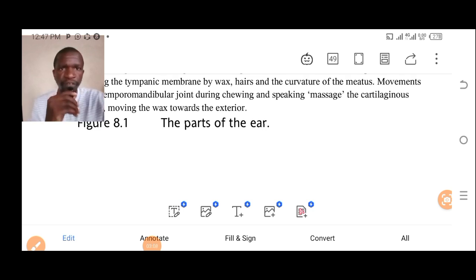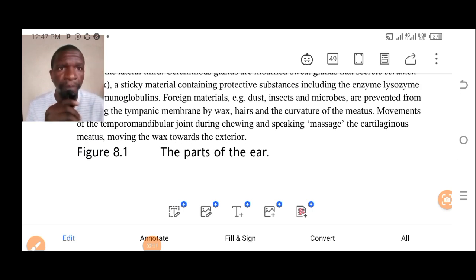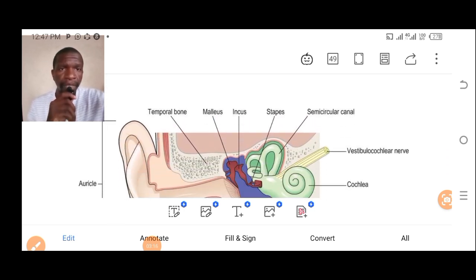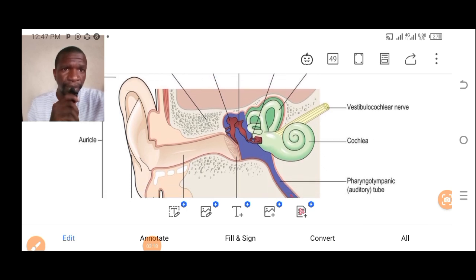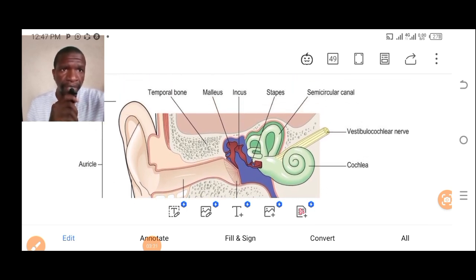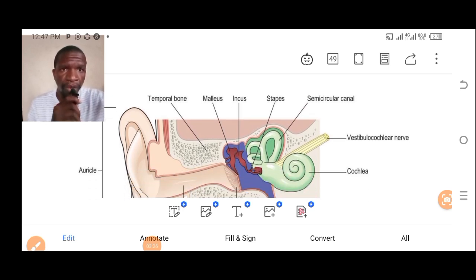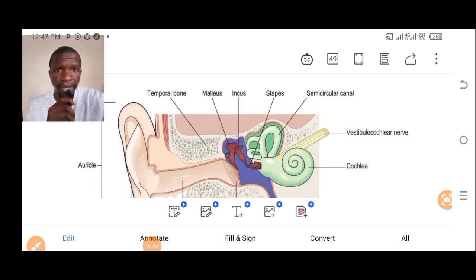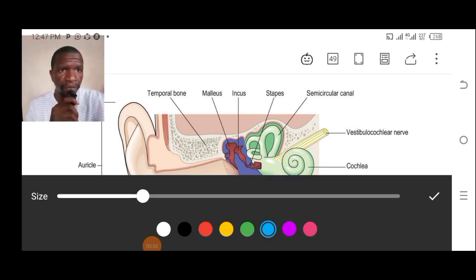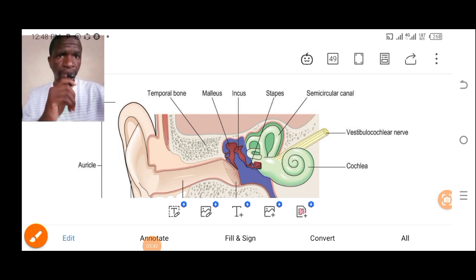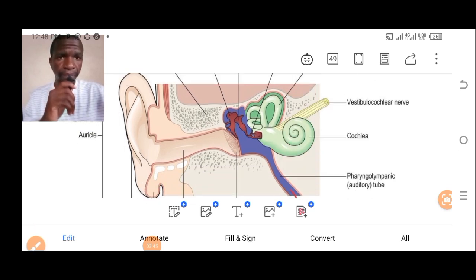Now let us delve deeper and look at this diagram in Fig 8.1, which clearly illustrates the parts of the ear. You can see the outer ear, the inner ear, and the middle ear. We have the auricle, which is the outermost part of the ear. Let me show you the auricle. That is the outer part of the ear.